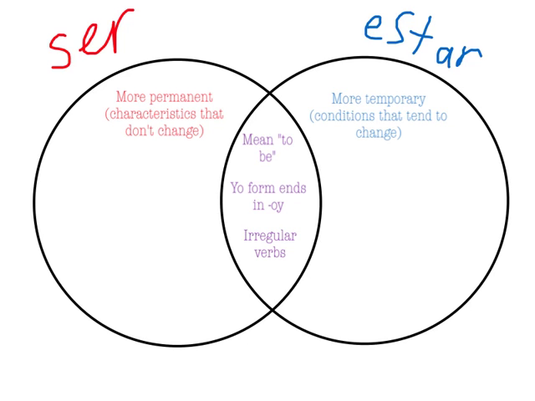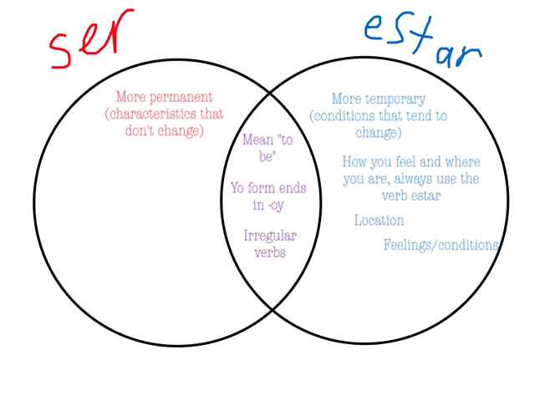Another thing that we've learned about estar is our little poem. How you feel and where you are, always use the verb estar. That still rings true. And coming from that are the ideas of location and feelings or conditions. On the other side of things, ser is pretty much everything that's not location or feeling, but we can go ahead and add a couple over here.